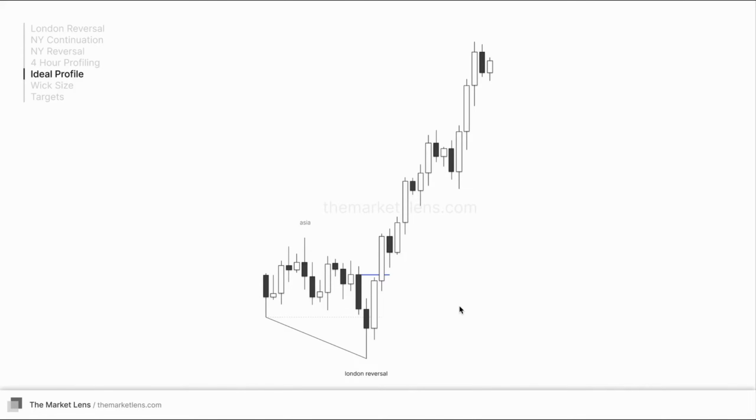Now let's pair a manipulation with the profile. Here is a London reversal where we see Asia consolidates, creating a 1-hour or 4-hour range or swing point to reverse from. London session manipulates into this level, reversing the daily candle, ideally paired with SMT. We will be trading the 2 a.m. 4-hour expansion candle away from this manipulation.